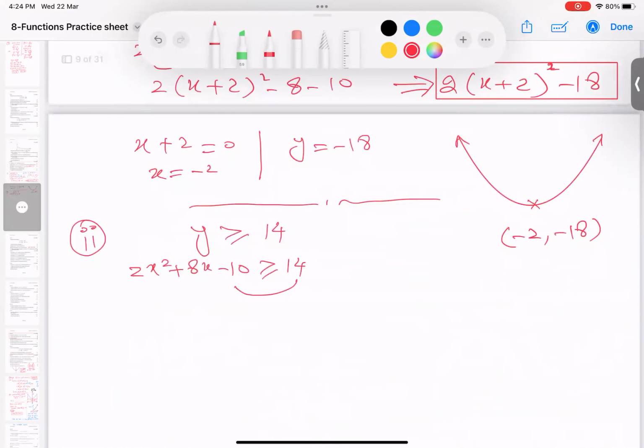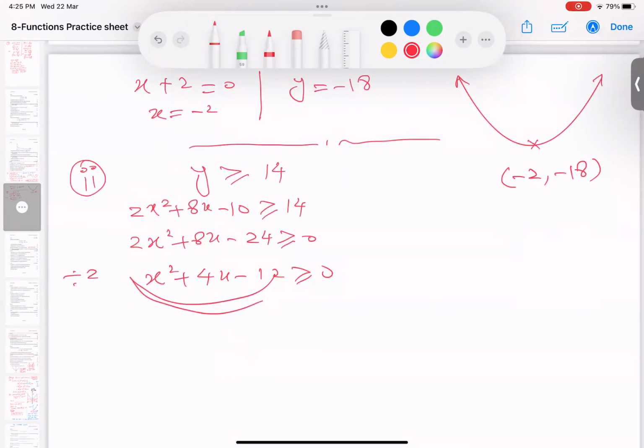Bring 14 to this end. When we bring 14 to this end, we get 2x square plus 8x minus 24. Divide by 2, I get x to power 2 plus 4x minus 12. Factorization: 12 ones are 12. You can apply the quadratic formula or factorization. I think factorization is easy: 6 and minus 2.